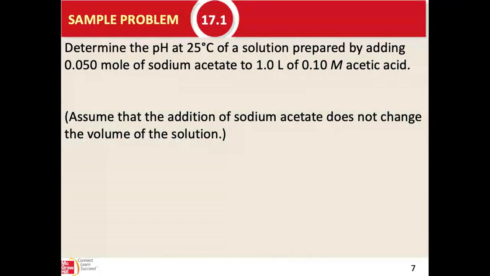So this is a problem. Hopefully you will read and understand this problem, so I will go quickly over it. We wanted to determine the pH at 25 degrees Celsius of a solution that was prepared by adding 0.05 mole of sodium acetate to 1 liter of 0.1 molar acetic acid. Another thing is we have to assume that when we're adding the sodium acetate, we do not change the volume. You have to understand, if the volume is changing, then the concentration should also change.